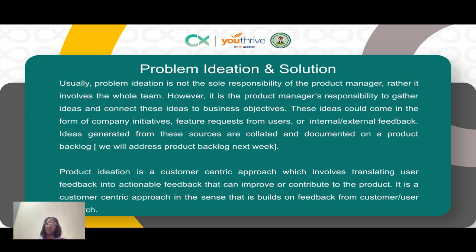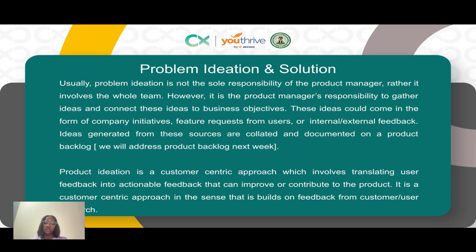Internal feedback being your core product team, or your colleagues who work at your company with you. They can give you feedback on how you can improve the product, or features that they would also like to see if they are users of your product. Now, ideas generated from these sources are collated and documented on a product backlog. We'll address what a product backlog is next week.